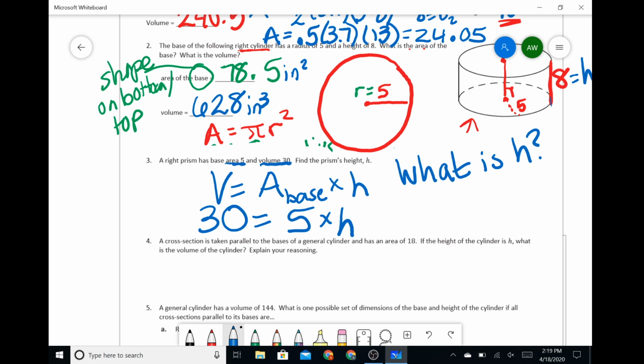Say that again? Sure. So what we are thinking about is, what number am I going to multiply by 5 to get 30, right? So 5 times what is equal to 30? That's the question. 5 times what is equal to 30? What number should I put into that blank space?